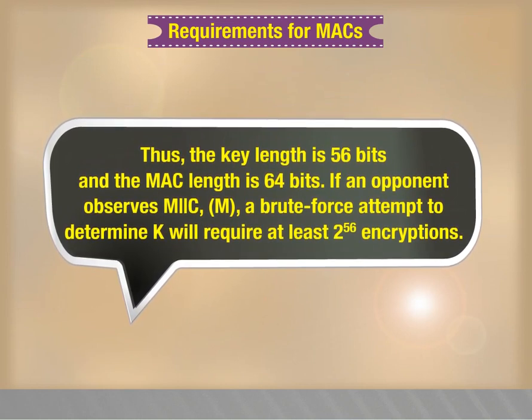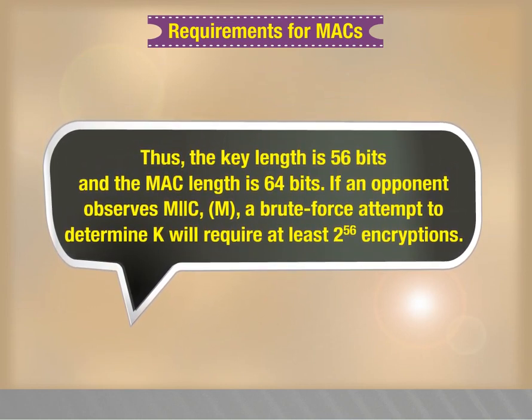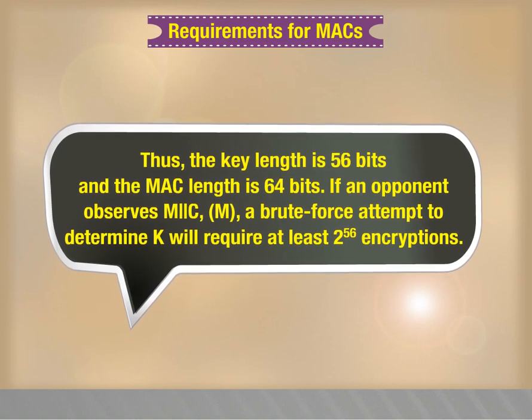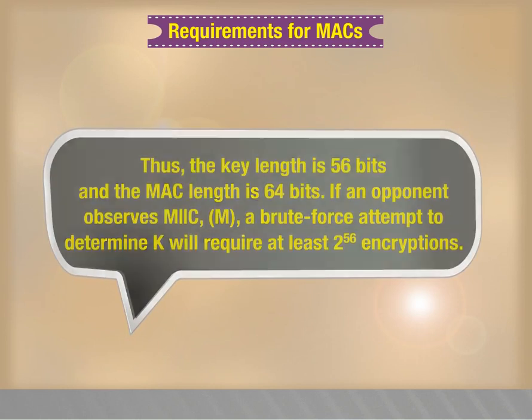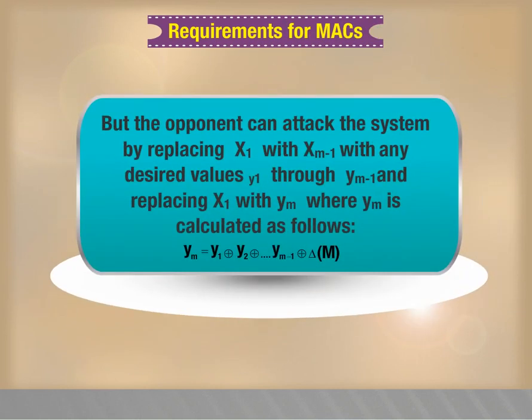If an opponent observes M concatenated with C(K, M), a brute force attempt to determine K will require at least 2 power 56 encryptions. But the opponent can attack the system by replacing x1 through xm-1 with any desired values y1 through ym-1 and replacing xm with ym, where ym is calculated as follows: ym is equal to y1 XOR y2 and so on up to ym-1 XOR delta of M.